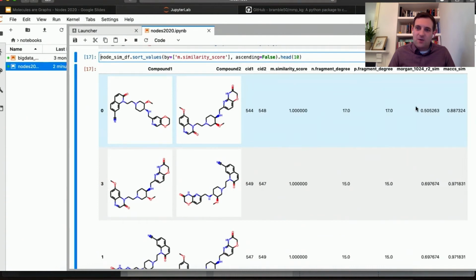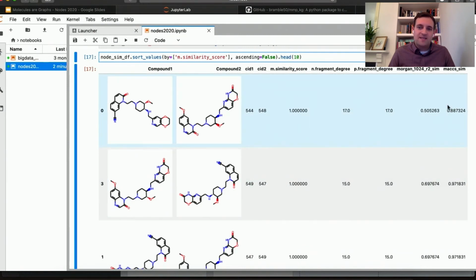And then as we go over to our benchmarks of other scores, we can see that the Morgan similarity score is 0.5 and the max similarity score is 0.88. So the max similarity score is higher. So this is probably what we expect. It's more correlated. It's a more similar method.